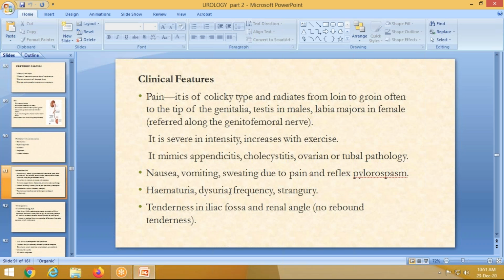What is the reason for that migration of the pain? Due to the genitofemoral nerve.